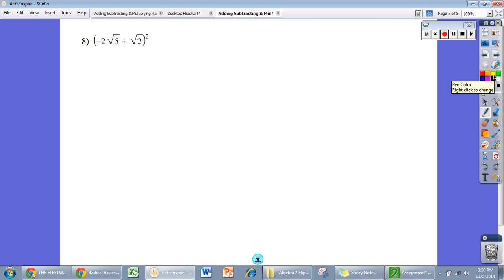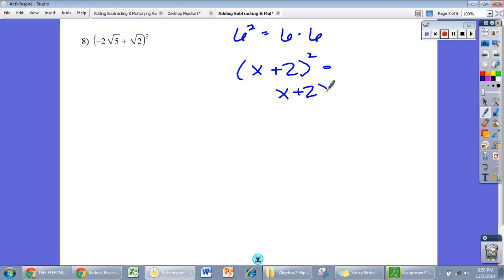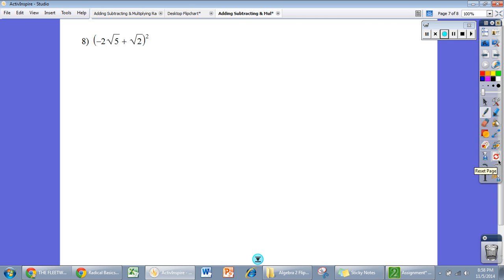Last problem. This problem here is whatever's in the parentheses is being squared. So if we have 6 squared, we know that means 6 times 6. If we have x plus 2 squared, that means x plus 2 times x plus 2. We can write it either way. This is the preferred way. This is simplified. So what this basically is saying is we're taking what's inside the parentheses and multiplying by itself.